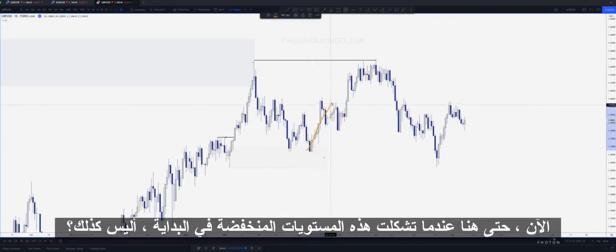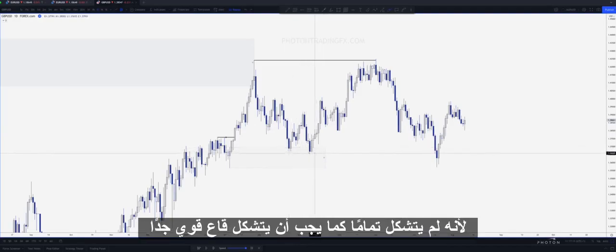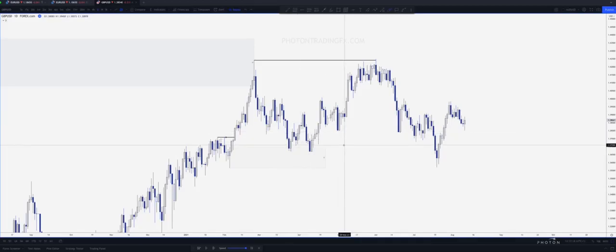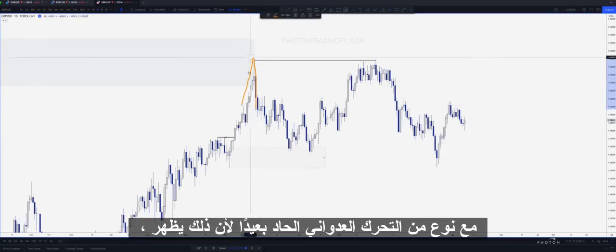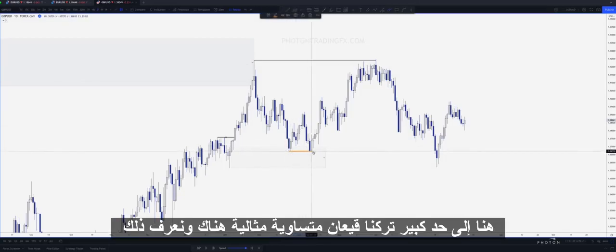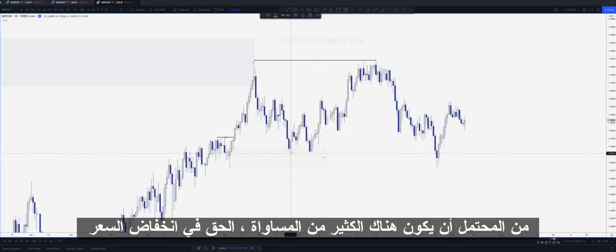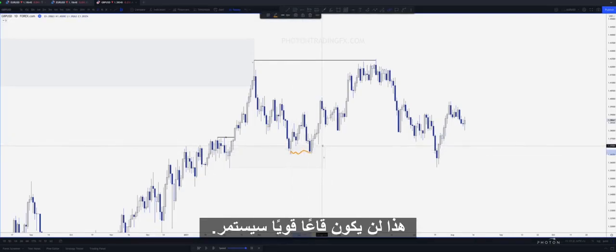Now, even back here when these lows initially formed, right, we could always view this with quite a bit of suspicion because it didn't form like how a very strong low should form. So what do we know about strong swing highs and swing lows? They should form like this, right, with a pretty sharp, aggressive move away, because that shows the big money stepping in. But what happened here is we pretty much left perfect equal lows there, and we know that is likely to have a lot of liquidity for price to come down and take those lows out. So whenever you see that, it's pretty suspicious, right, that is not going to be a strong low that is going to hold.